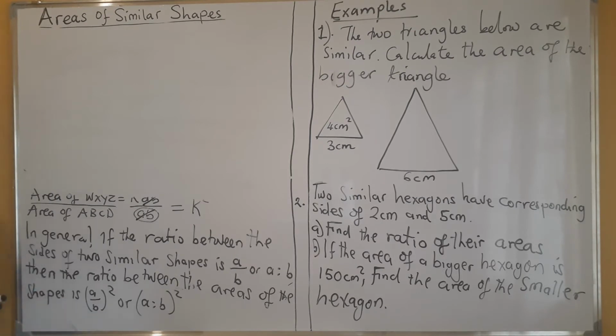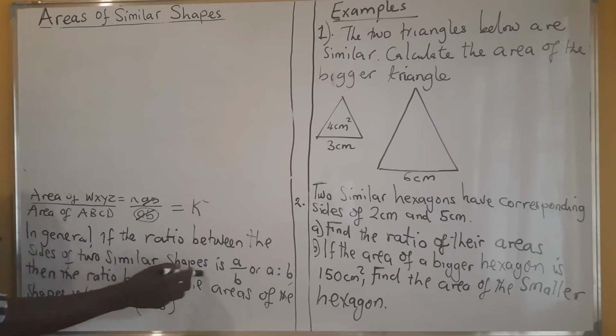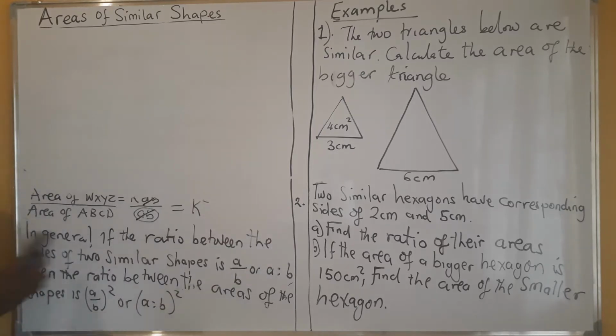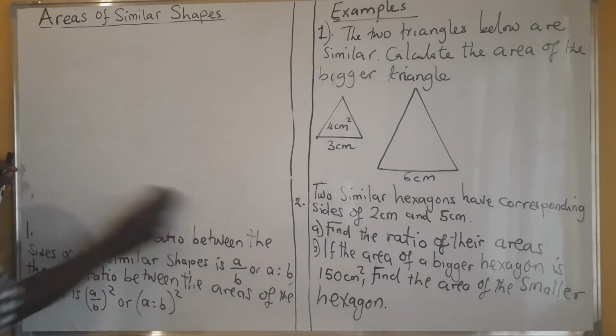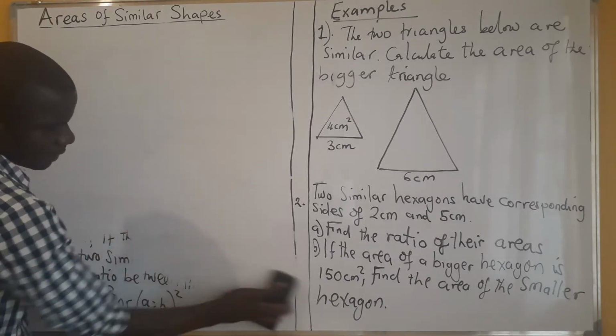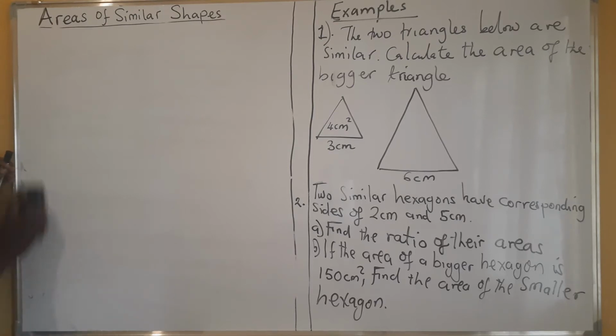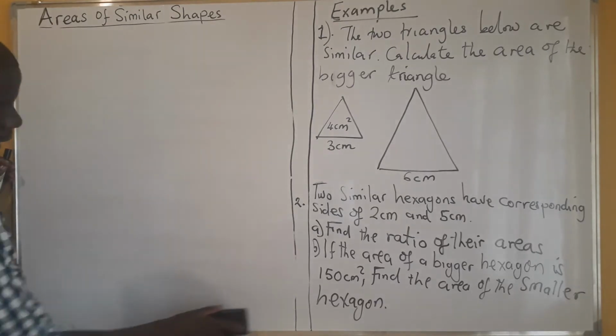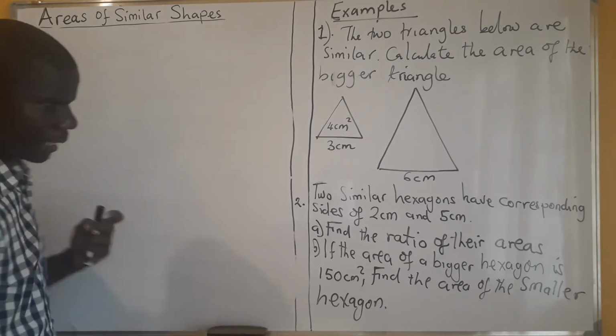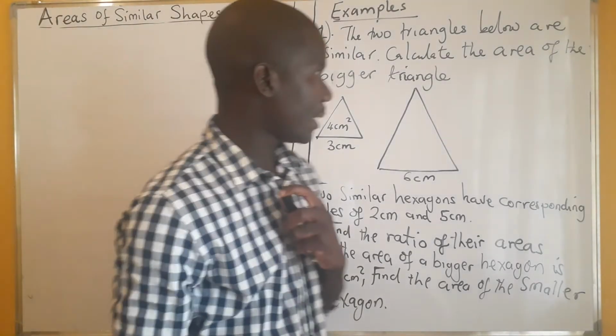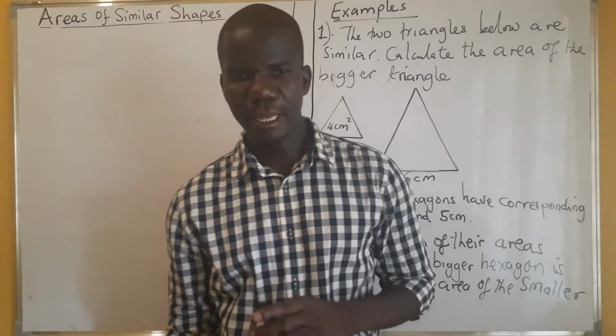If the ratio between the sides of two similar shapes is this one, then for area, you square each one of the ratios. Please, that is very important, and it will make our work very, very easy. So let's look at the examples now, and I hope we are paying attention.